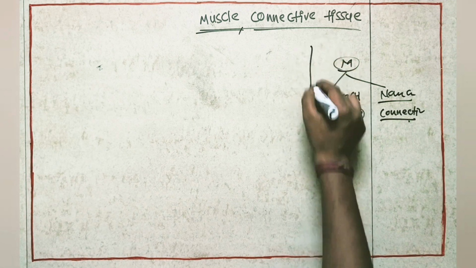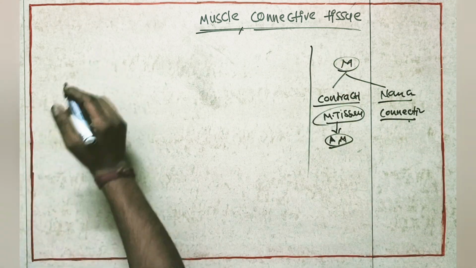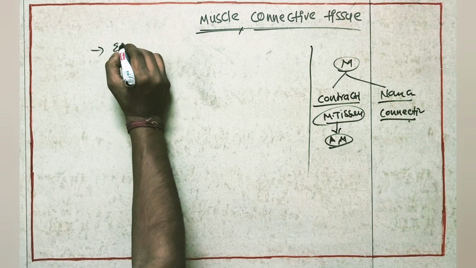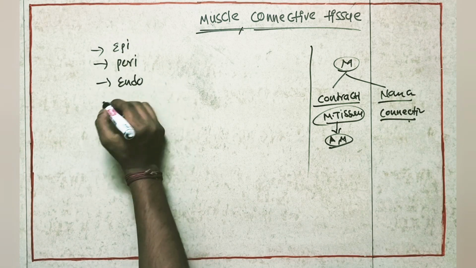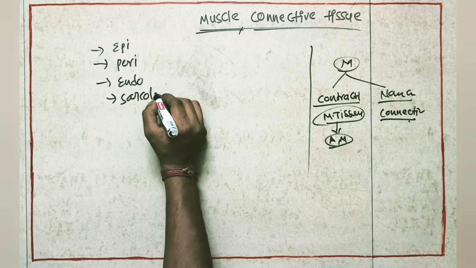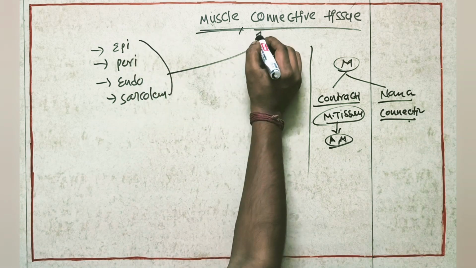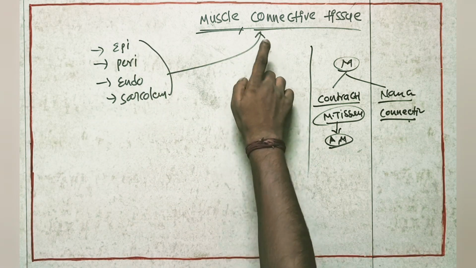So in this connective tissue, muscle connective tissue, what we can see, first one, if we see muscle, outer layer is called epimysium. After that, perimysium. After that, endomysium. After that, we can say sarcolemma. So all these structures are connective tissue structures.